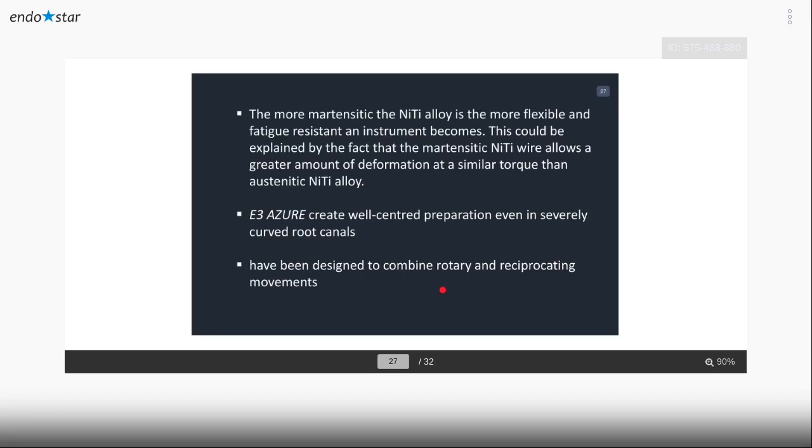Okay, some manufacturers say use it in this number of canals, but I will speak about it at the end of our webinar today.